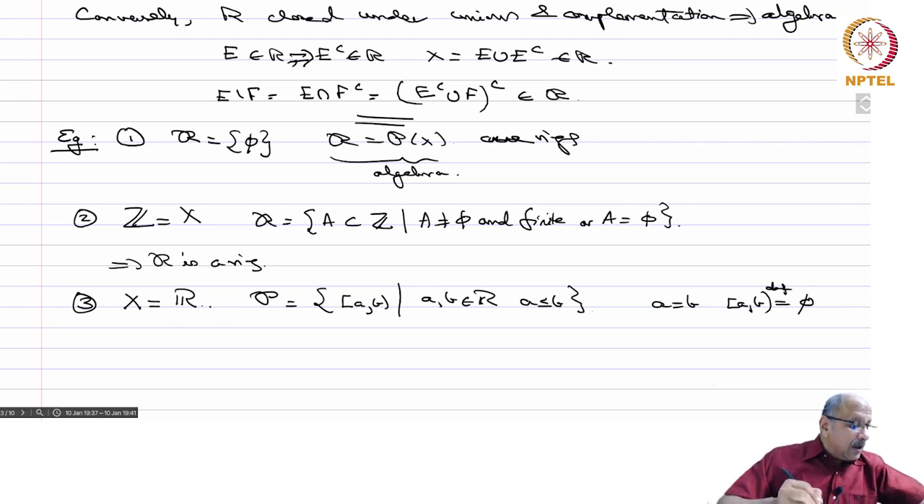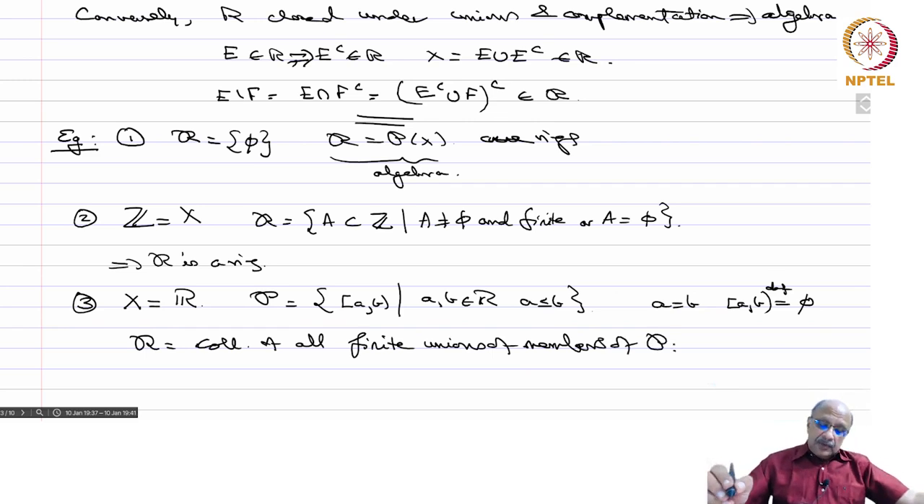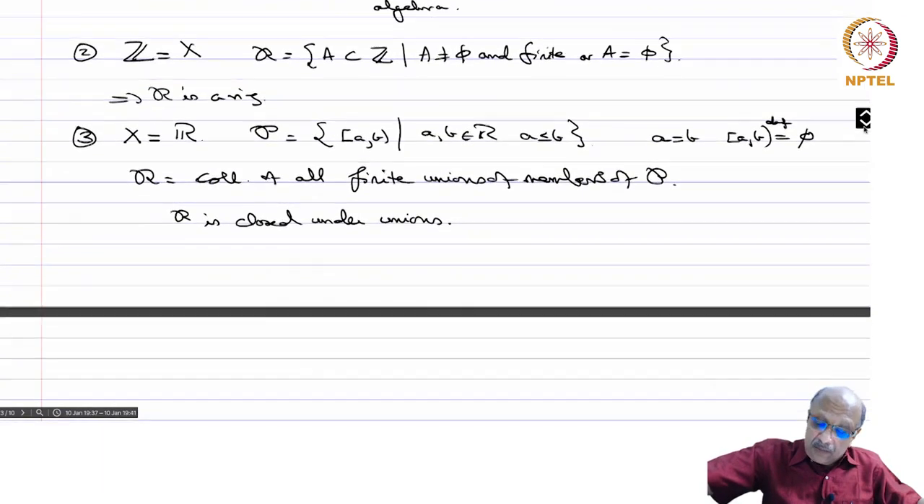Then you take R equals the collection of all finite unions of members of P. So R is the collection of all finite unions of members of P. Obviously R is closed under unions, because you take two finite unions and put them together, you are going to get another finite union. So there's nothing to do. We only have to check differences.